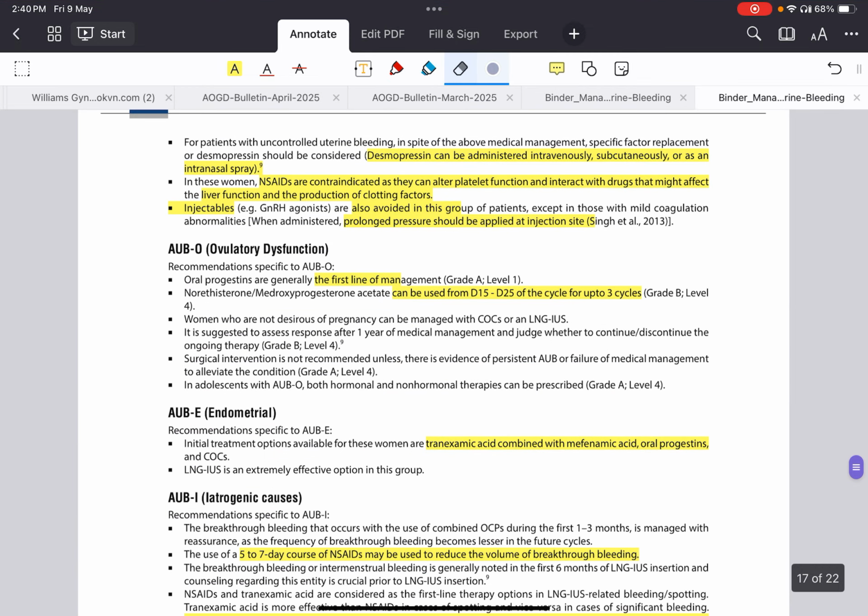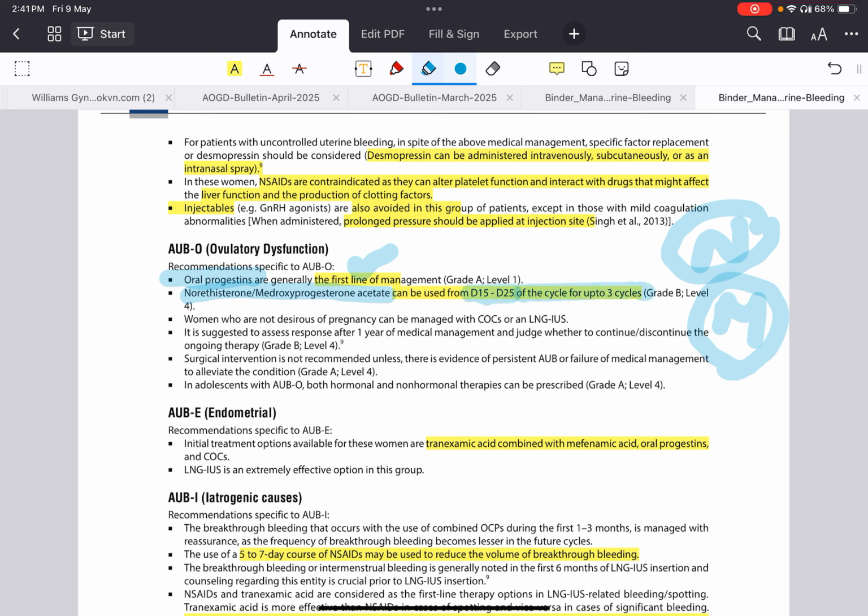Now coming to the ovulatory disturbances. For ovulatory disturbances, oral progesterone is the first line of choice. You can go for, as I already told, N or M. M is 20, N is 10. They can be used from day 15 to 25 of the cycle for 3 cycles.